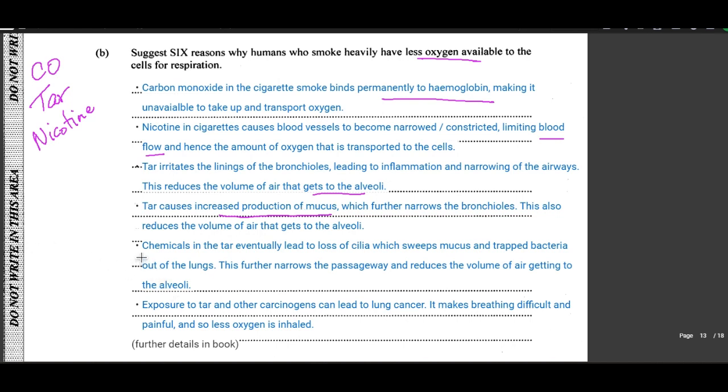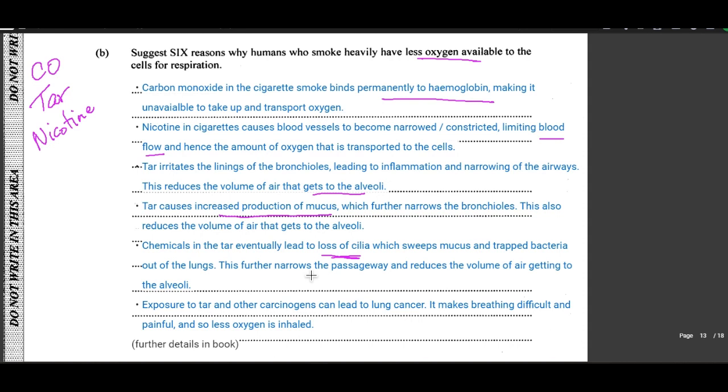So notice tar is the main character in terms of damaging your lungs. Out of the six, we have one, two, three, four ways in which tar is harming you. I mean, it's harming you in all kinds of directions, right? So we have chemicals in the tar that eventually lead to loss of cilia. And the cilia are those little hairs that help to keep the bronchioles clean, right? And now they're not around.